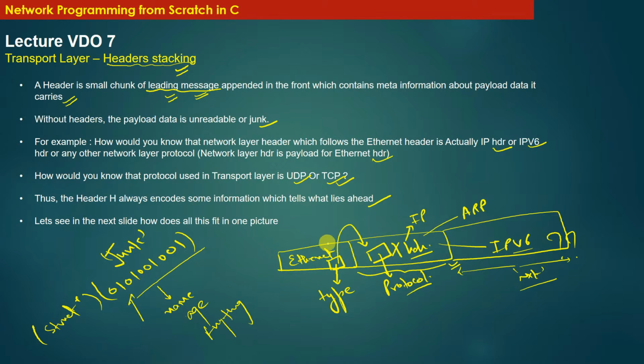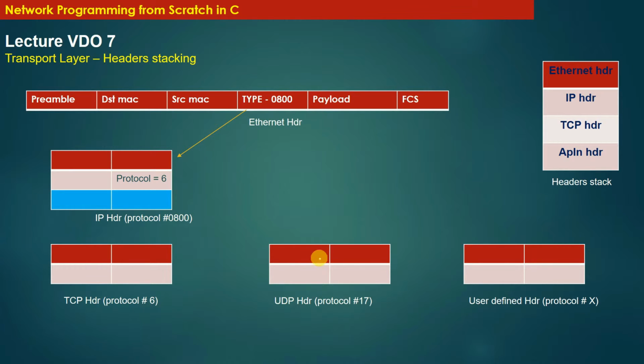That is the reason every header has to encode some information which tells the receiving machine how to read the next set of bits and bytes following this header. So let's see this header stacking in action. Suppose you have an Ethernet header in the packet.